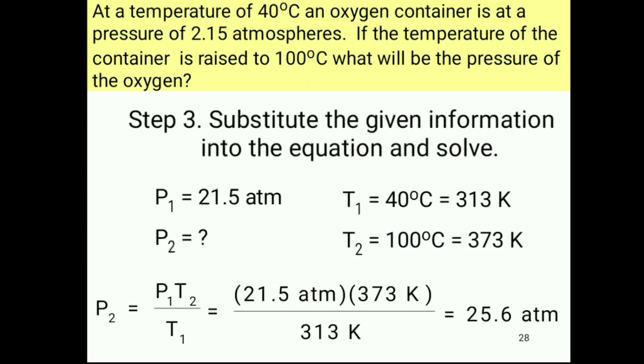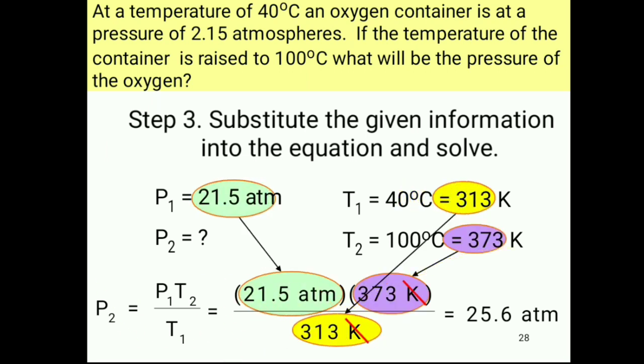Substituting the given, we have the initial pressure of 21.5 atm multiplied by the final temperature of 373 Kelvin divided by the initial temperature of 313 Kelvin. Cancelling the units Kelvin between numerator and denominator, multiplying 21.5 times 373 and then dividing the product by 313 will give us the answer 25.6 atm.